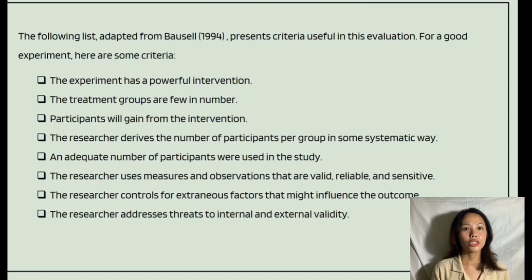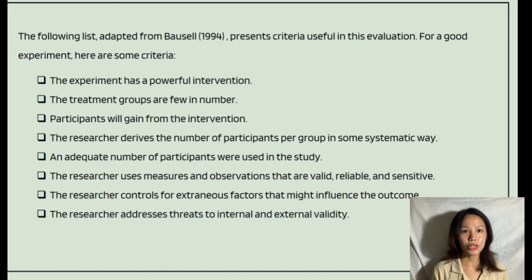Second is that treatment groups are few in number. Having a small number of treatment groups can sometimes be advantageous in experimental research. This can simplify the analysis and interpretation of results. It is easier to identify the effects of the independent variables. Third is that participants will gain from the intervention. Ethical research practices prioritize the well-being and rights of the participants, ensuring that any potential risks are minimized and that participants are treated with respect and dignity.